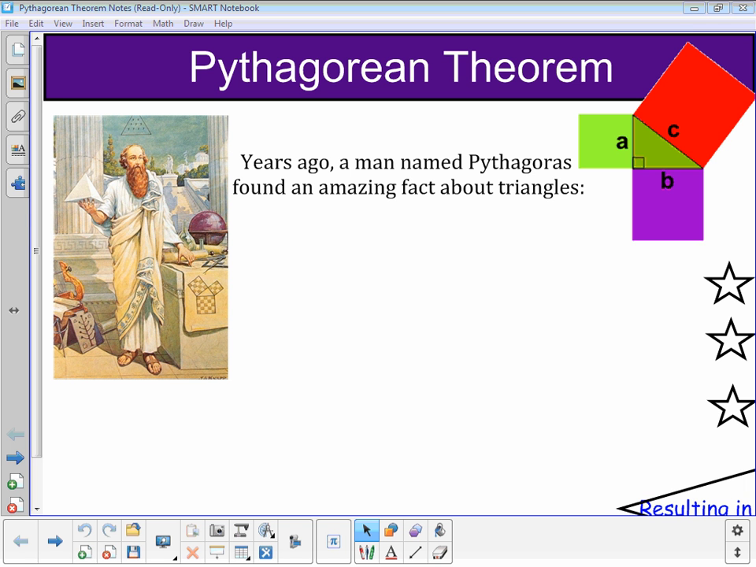Today we are talking about Pythagorean theorem notes. So go ahead and pull out your notes sheet, and we're going to talk through some things together. So now let's just talk about where the Pythagorean theorem actually comes from.